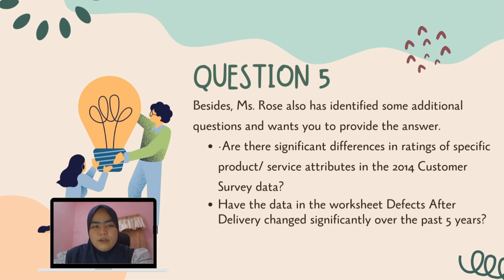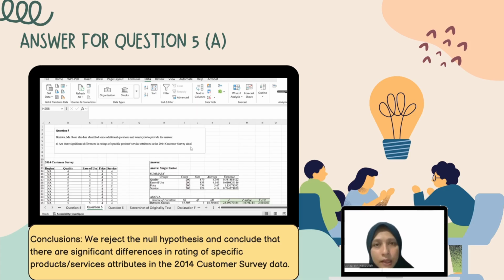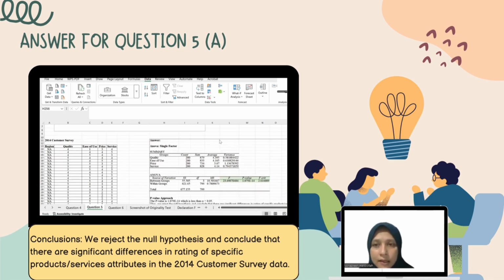Okay. For question 5, besides, Ms. Rose has also identified some additional questions and wants you to provide the answer. First is, are there significant differences in rating of specific product and service attributes in the 2014 customer survey data? Second is, have the data in the worksheet defects after delivery changed significantly over the past 5 years? To get the answer, we use the ANOVA single factor in data analysis.